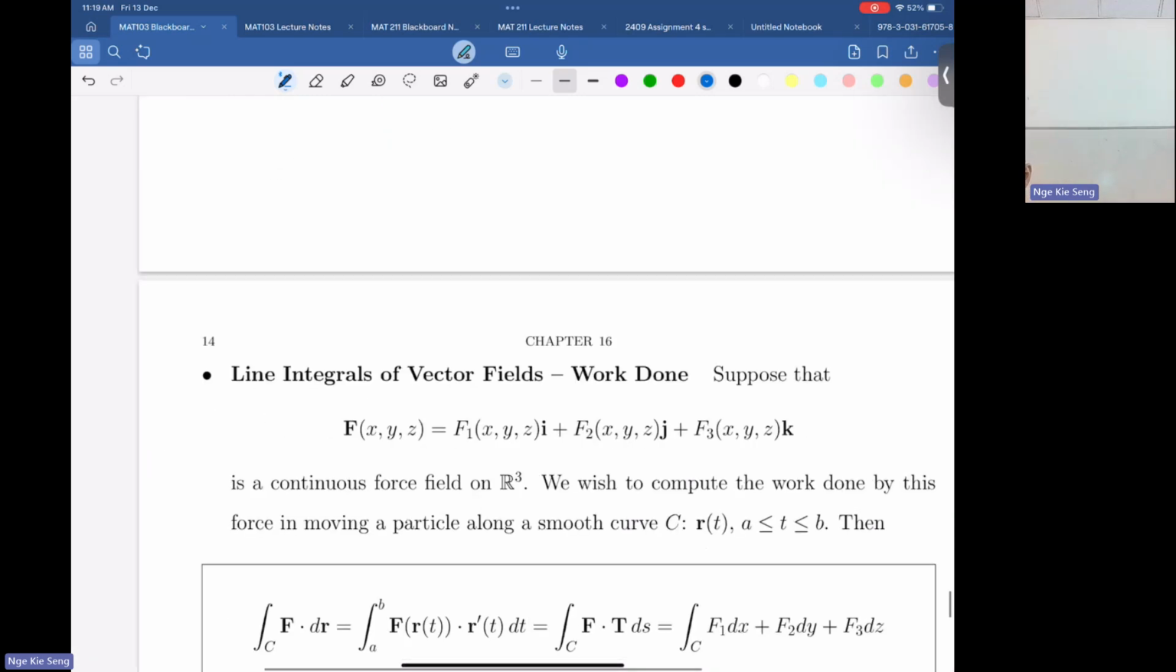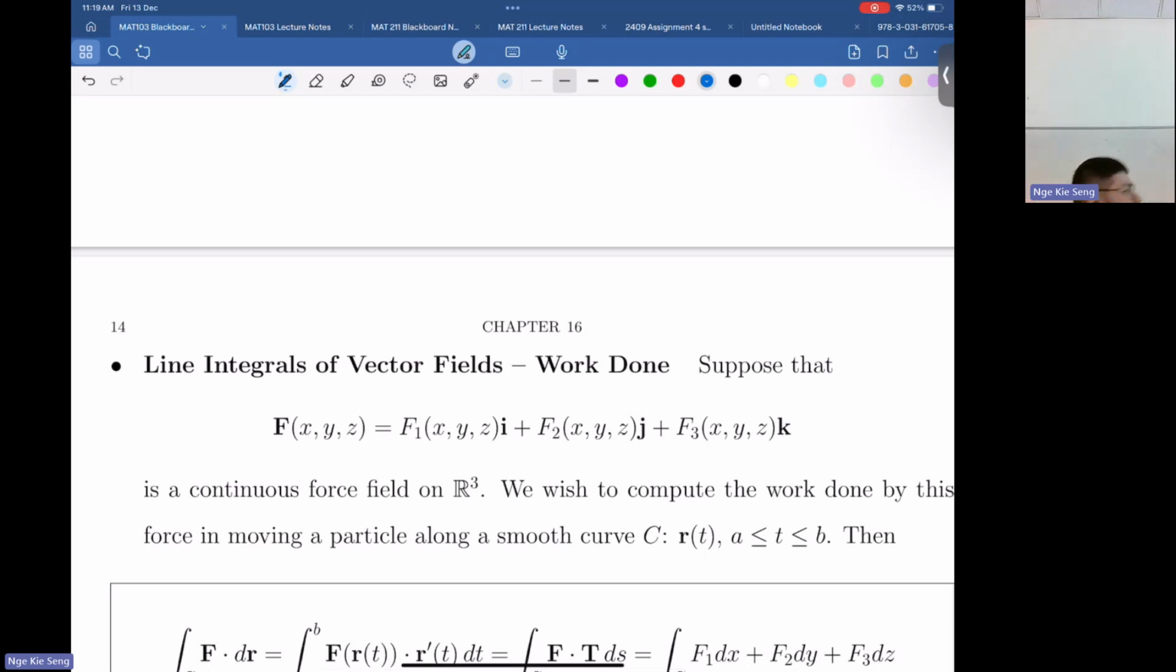Next, we will learn work done. Work done is a kind of line integral. I'm not sure how many of you learned physics before. If you didn't learn physics, how do you memorize work done?